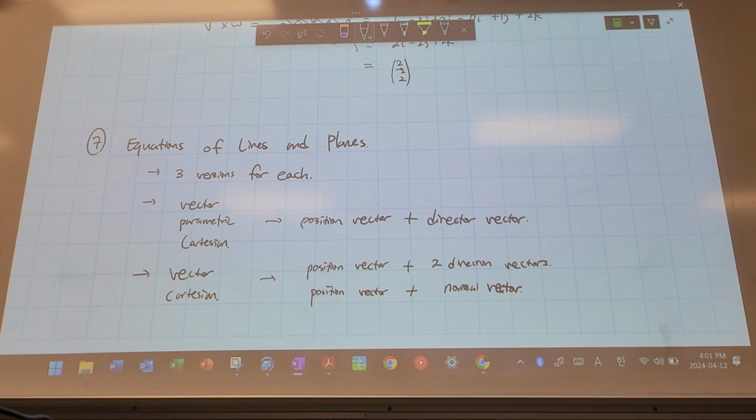Like if you imagine yourself as a plane and you're looking straight forward, that's a normal vector, right? And your arms and your legs will be the 2 direction vectors. I should use that in my class. I think that's a perfect one.